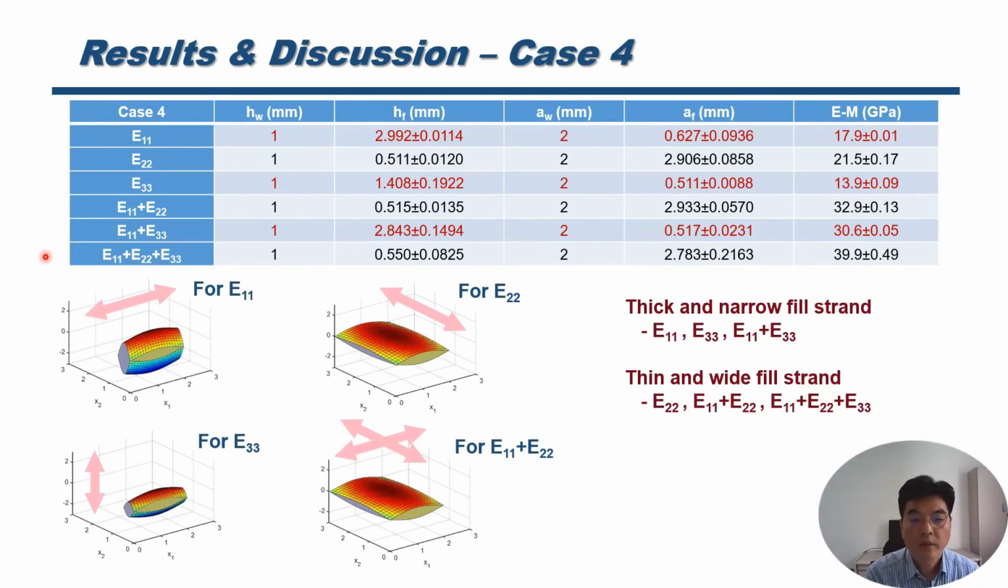And case 4, HW and AW are fixed, which means that the cross-section of web strands are fixed. So only the geometry of the fill strand will be changed. In this case, it converged into two cases: thick and narrow fill strand, and thin and wide fill strand, like this.